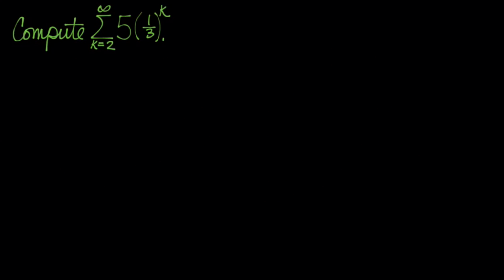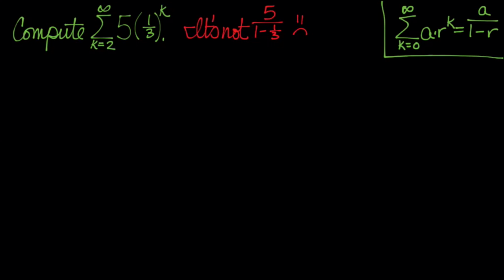So here's a problem. Compute the sum, like literally find this sum: the sum from k equals 2 to infinity of 5 times 1/3 to the k power. It's a geometric series, right? But the problem is that the answer is not 5 over 1 minus 1/3. That formula only holds when the series starts at k equals 0. So that's where reindexing can really help us. If we can get this written in a better way, we're going to be able to use this really cute formula and get done with this problem.